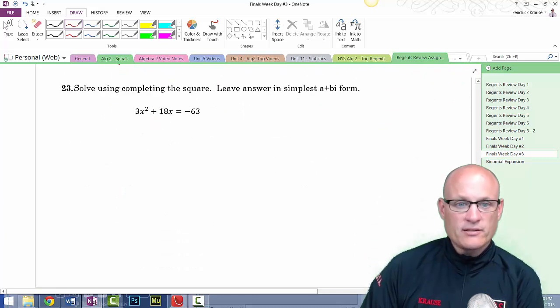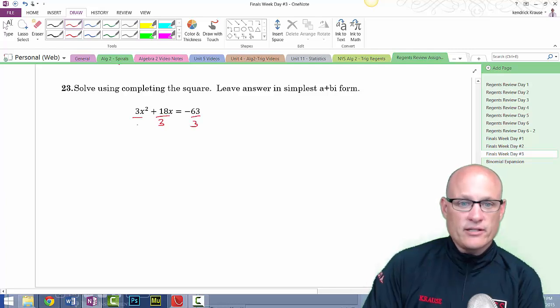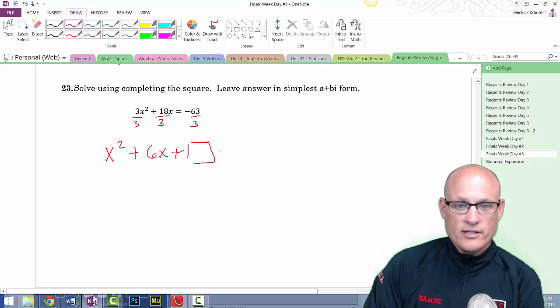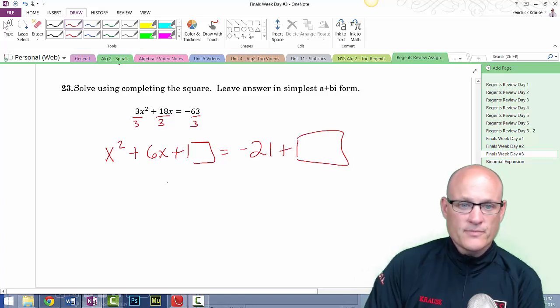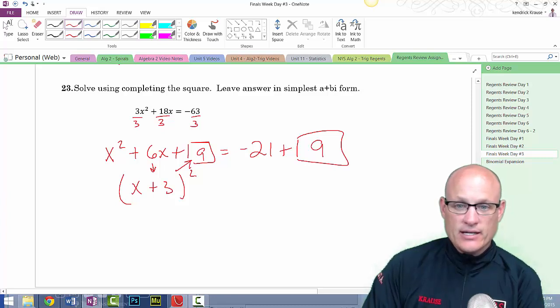Last problem, kids. Last problem. Got to divide by 3. Cannot have a leading coefficient. So I'm going to divide. So I get x squared plus 6x plus square is equal to negative 21 plus square. What goes in the parentheses is half of this, which is a positive 3. Goes in here squared, 9. So I get x plus 3 squared is equal to negative 12.